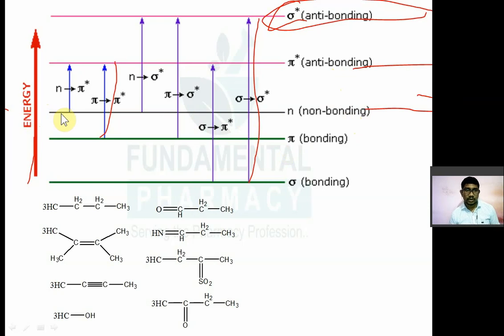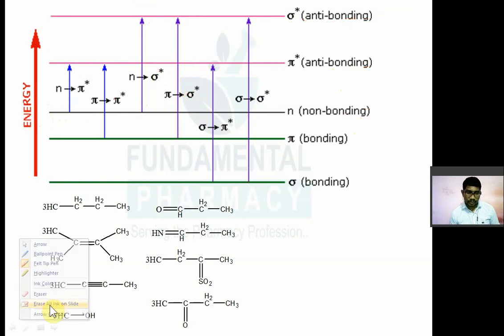The n electron, the non-bonding electron, undergoes n to pi star transition, and n to sigma star transition also, okay, n to sigma star. So remember, there are three types of electrons: sigma electrons, pi electrons and n electrons. These electrons are present in the molecule at a ground state. Ground means less energy state, lower energy state.